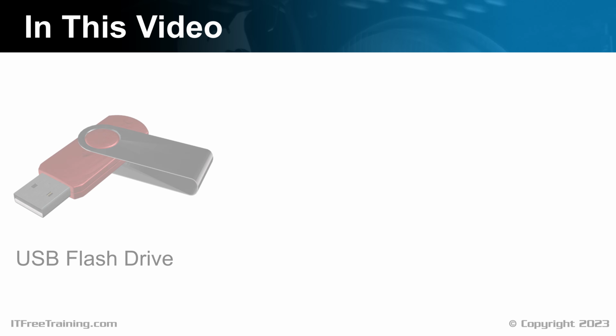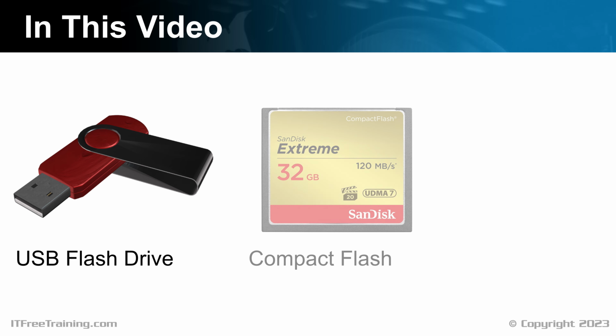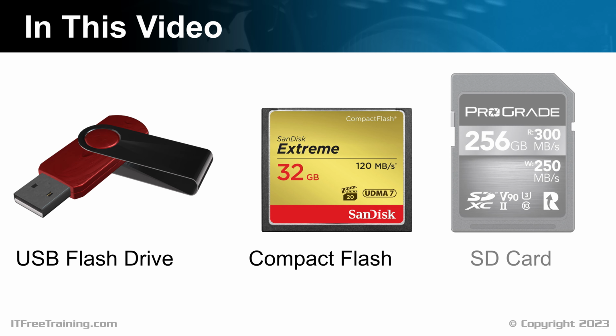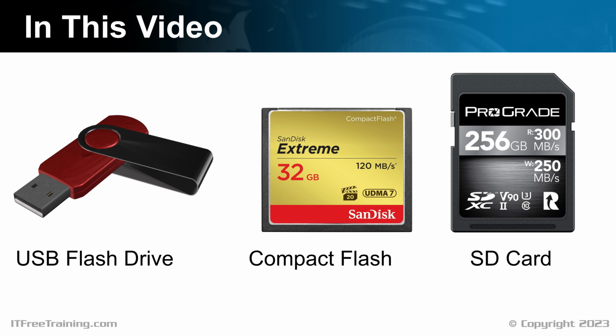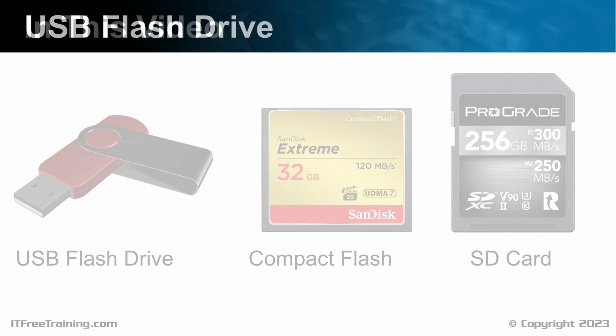In this video, I'll be looking at three different types of flash memory devices, these being USB flash drives, compact flash, and SD cards. These storage devices have become commonplace, so it is important to understand how to use and support them. To start with, I'll look at a USB flash drive.